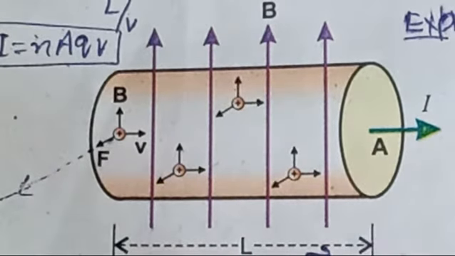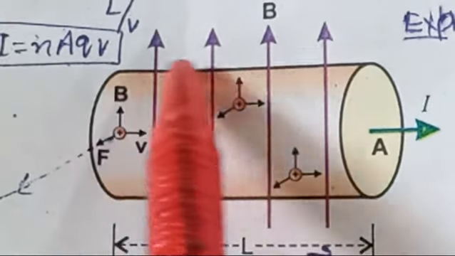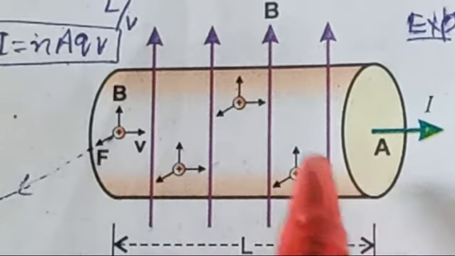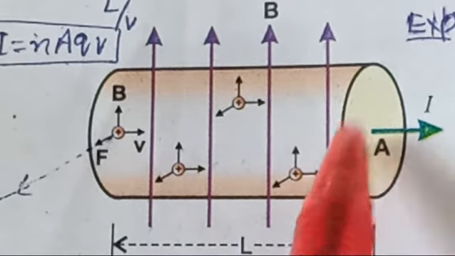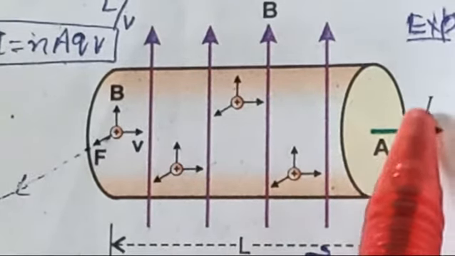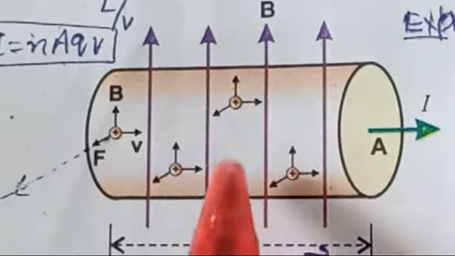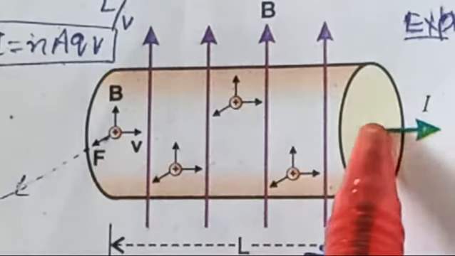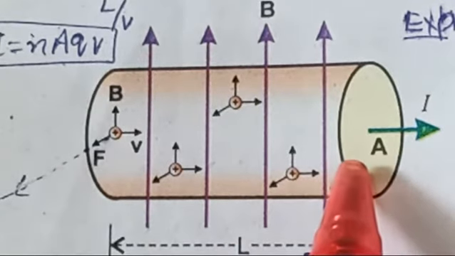To understand this situation, we have taken a portion of the wire. This is its macroscopic view. Macroscopic means big. This is a macroscopic view of a portion of a wire through which current, represented by I, is passing, under the influence of a magnetic field. These lines show the magnetic field, which is represented by B, and current is represented by I, and A represents the area of cross section of this wire.